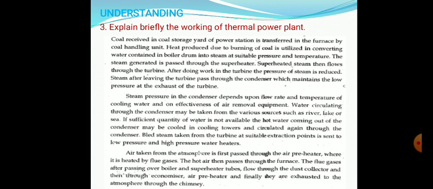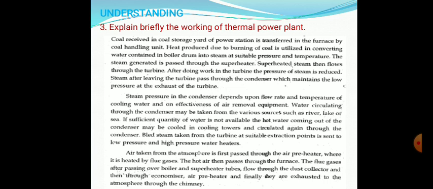Understanding. In this understanding, the first question is, explain briefly the working of thermal power plant. Coal received in coal storage yard of power station is transferred to the furnace by coal handling unit. Heat produced due to burning of the coal is utilized in converting water contained in boiler drum into steam at suitable pressure and temperature. The steam generated is passed through the superheater.